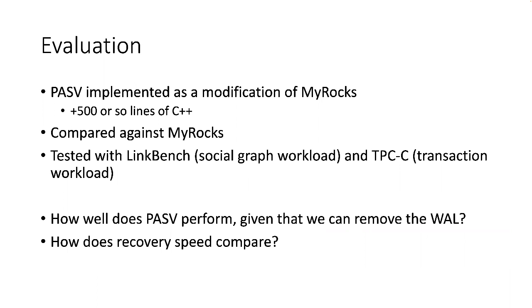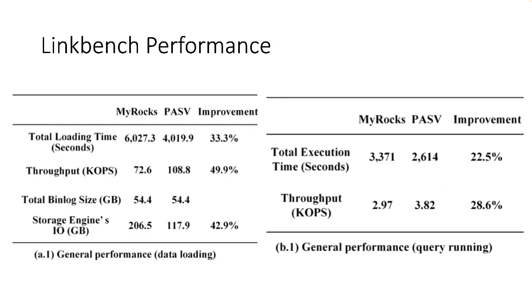In this paper, they test with LinkBench and TPCC, not YCSB or something. So the 2 main questions we want to see is that, given that we can remove the WAL, how good is the performance in normal workloads, but also how does the recovery speed compare? If we look at the LinkBench performance in these tables, on the right we have the improvement, and then we have the MyRocks and the PASV performance.